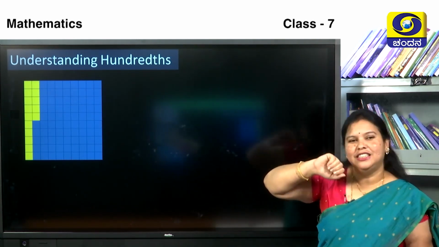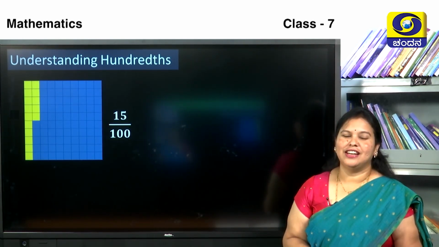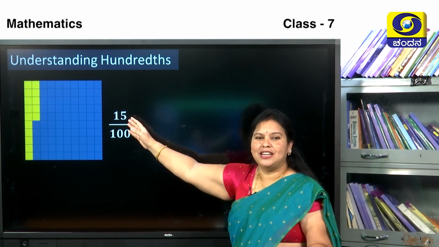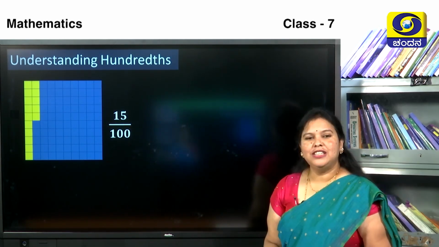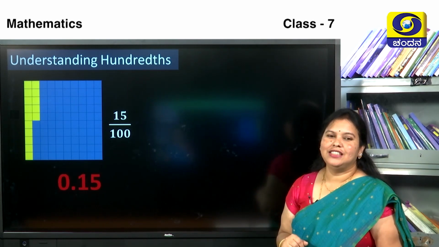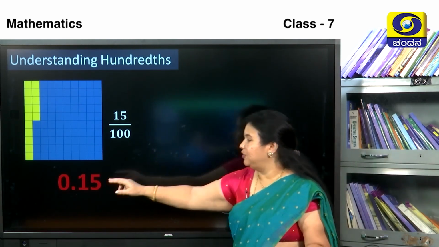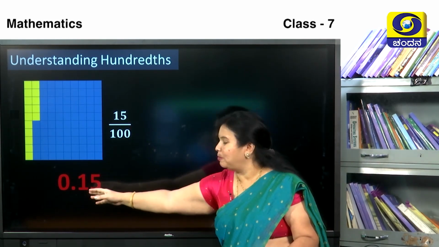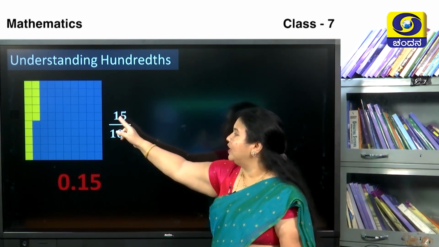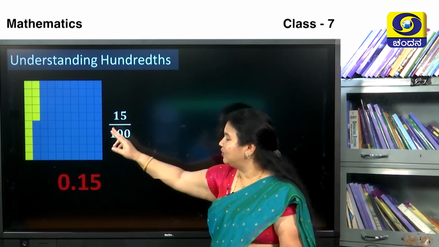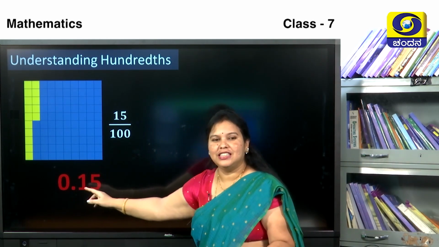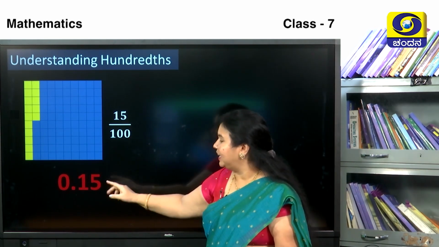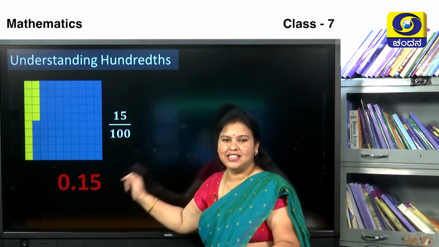So, how to write it in fraction? Yes, we can write it as 15 by 100 because we have shaded 15 parts out of 100 parts. If it is further simplified, we get this decimal number, that is 0.15. So, 15 by 100 can also be written as 0.15. Here we have 1 in tens place, so we have to write it in tenth place after the decimal point. We have 5 in unit place, so we have to write in hundredth place after the decimal point.